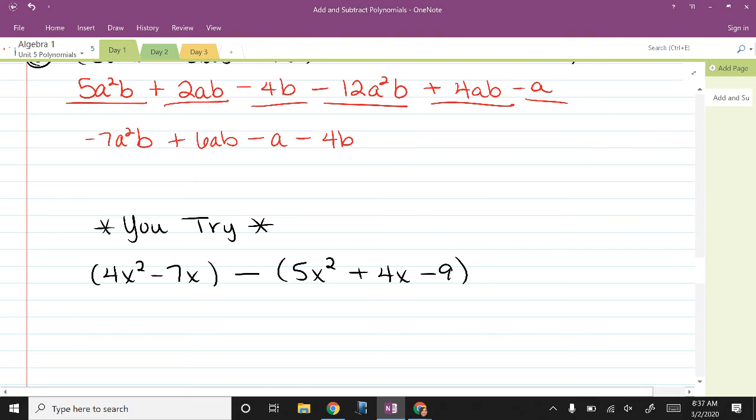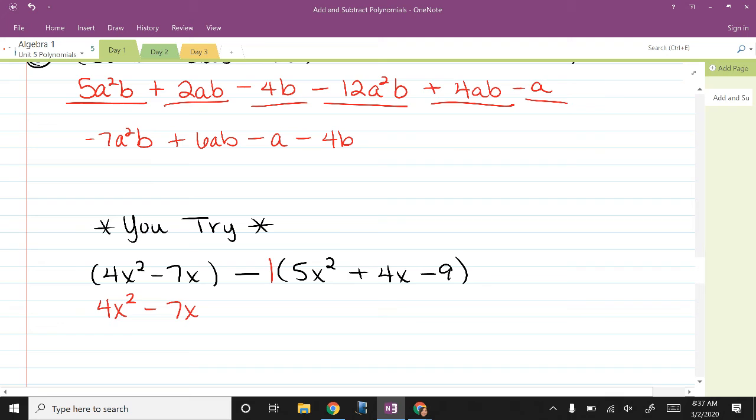So, is this adding or subtracting? Subtracting. Question, what kind of polynomial is the first one? It's a binomial because there's two terms, right? And this one is a trinomial because there's three terms. Good job. So we're subtracting. So what do we do with the first polynomial when we're subtracting? Copy it. So 4x squared minus 7x. What do we do with the second one? Distribute -1, which means we change the sign.